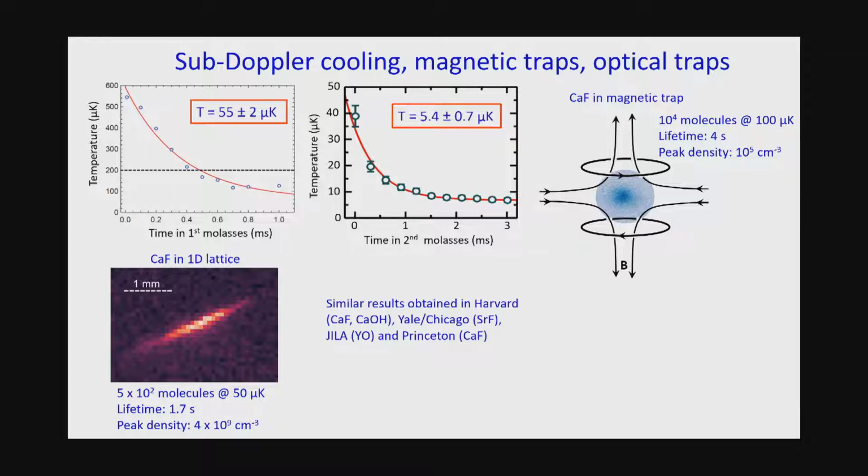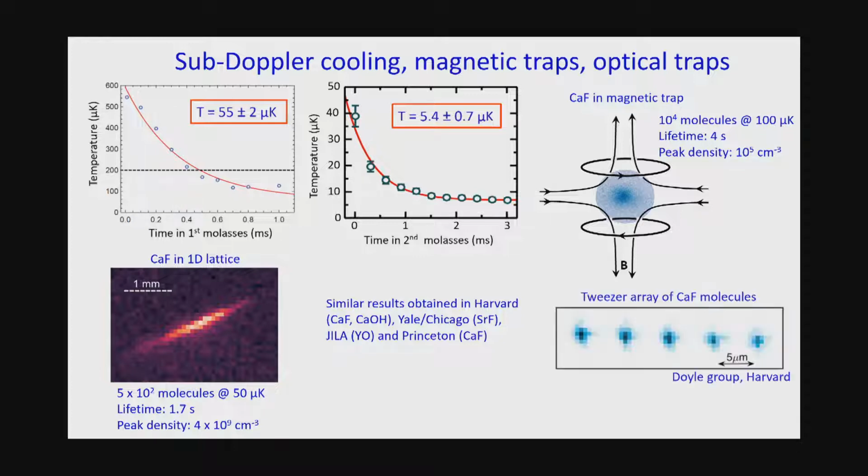Other groups have obtained very similar results, both at Yale, Harvard, Imperial, and Princeton. I also can't resist showing you these beautiful pictures of single molecules held in tweezer traps at Harvard and Princeton, and you'll be hearing more about that work from Loic and Derek's talk tomorrow.